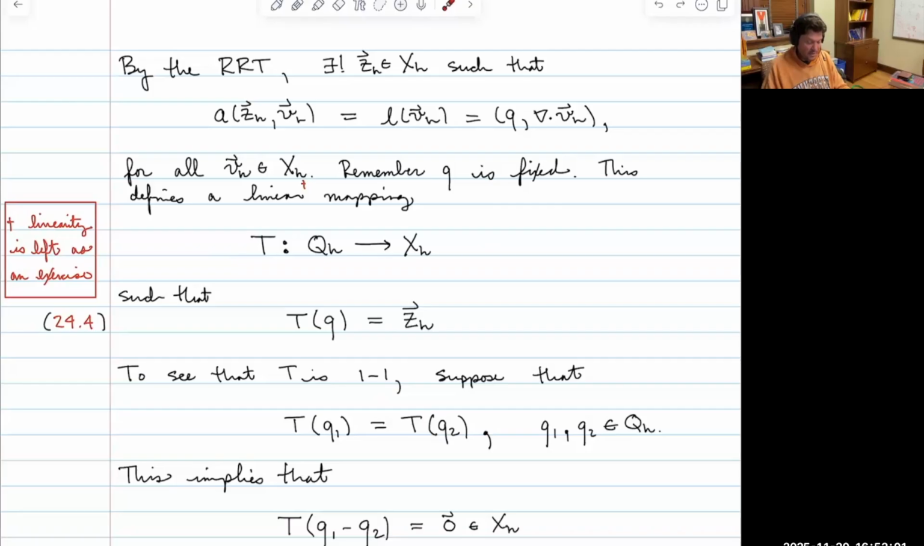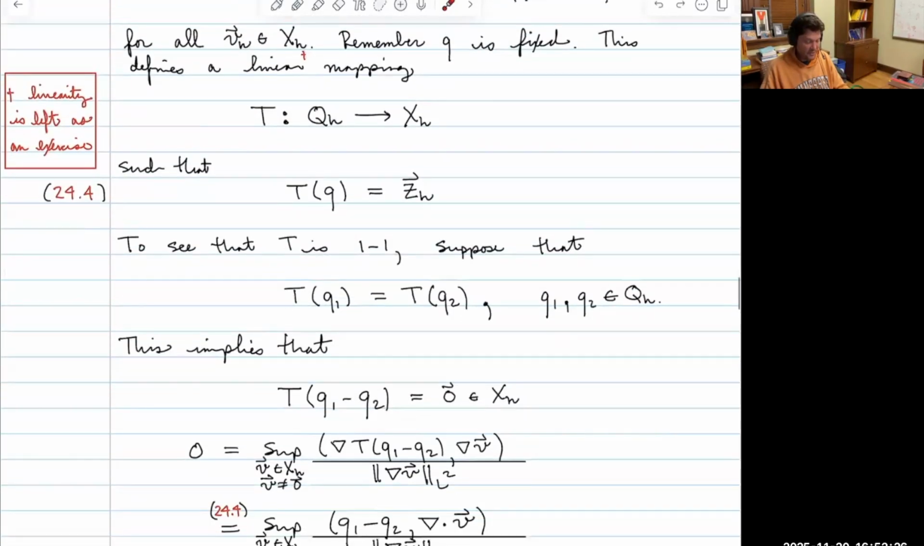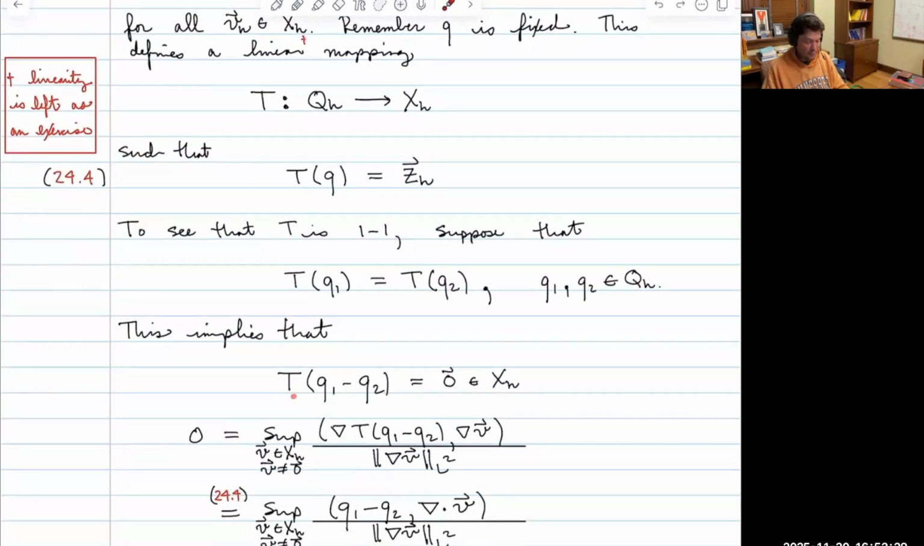To see that T is one-to-one, assume that it is possible to find two different pressures, Q1 and Q2, from that finite dimensional space of discrete pressures, such that TQ1 is equal to TQ2. This implies, because of the linearity that we didn't prove, but I said I'm going to leave as an exercise, that T of Q1 minus Q2 is equal to the zero vector.